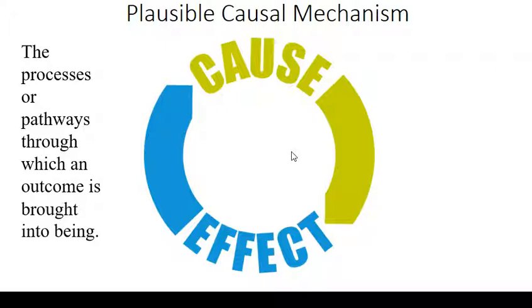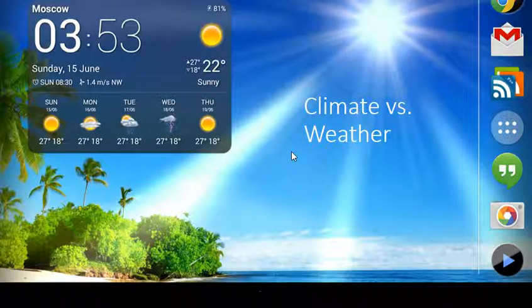Now today we're going to work on establishing a cause and effect relationship. We're going to look at this type of statistical analysis with respect to climate change. And one of the things that I ask you to know for climate change is the difference between climate and weather. Can anyone describe to me what's the difference between climate and weather?